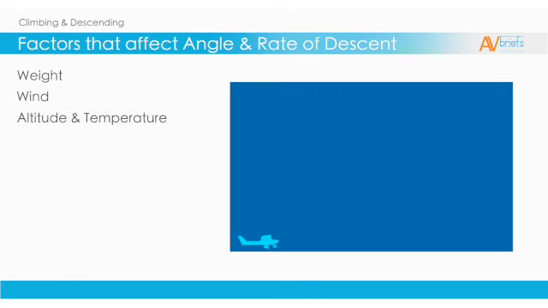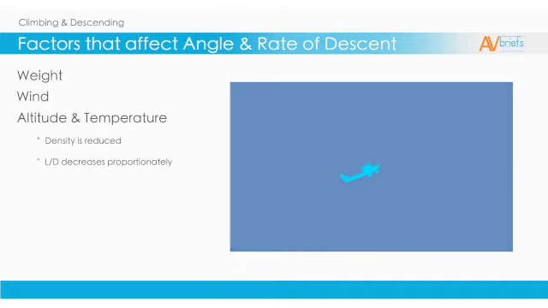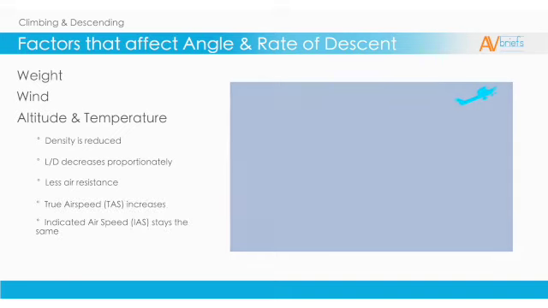Altitude and temperature. At higher altitudes and temperatures, the air density is reduced. Less dense air contains less air particles, and so it gives less performance in creating lift. The lift-to-drag ratio decreases proportionally. So as they both reduce at the same rate, the actual ratio is unaffected. There is less air resistance.